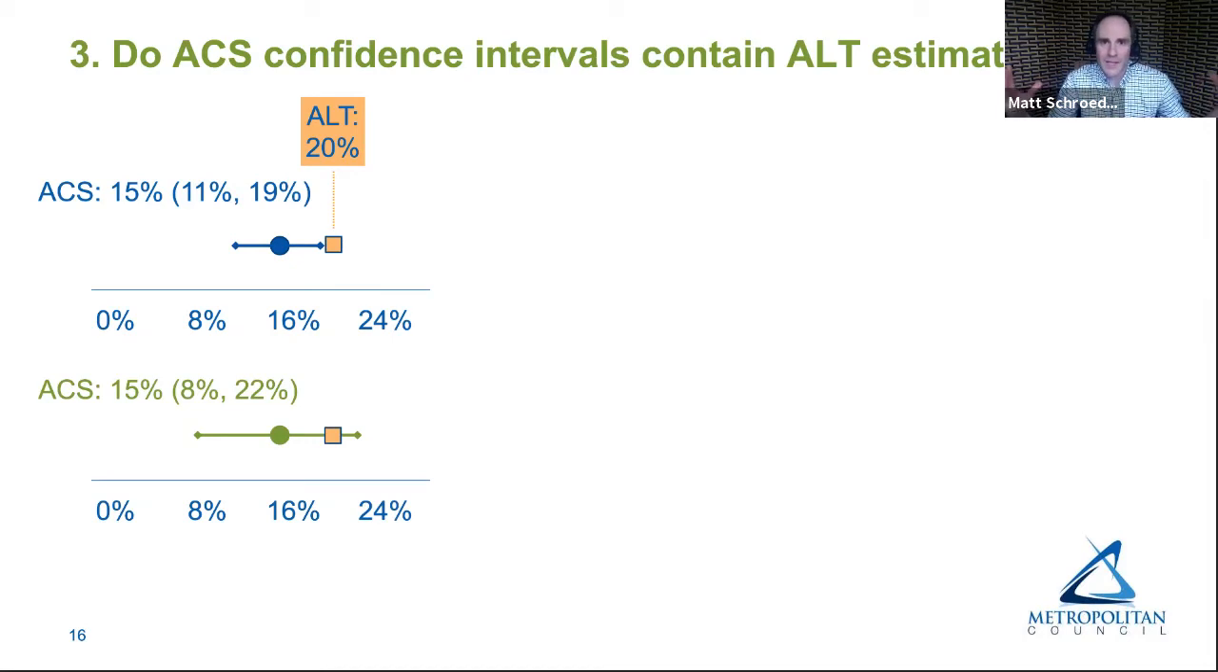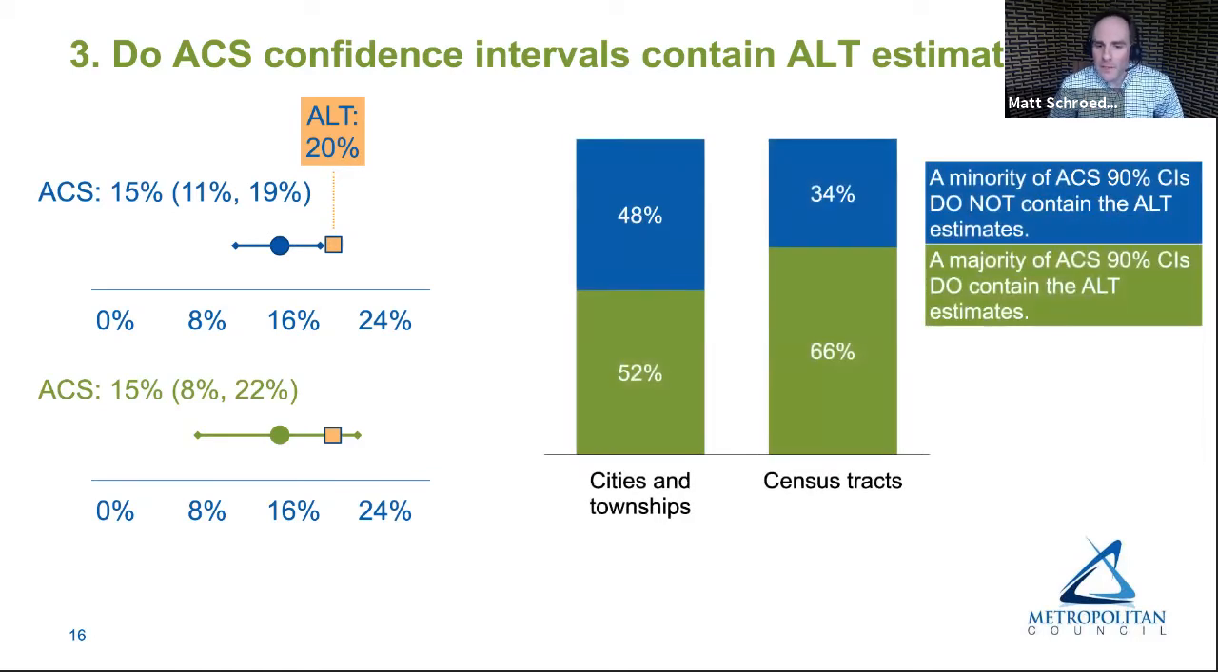But rather than just having the interval itself widen, it's still something we can do. So across cities and townships and census tracts, in half of the cities and townships, the majority of confidence intervals do contain the alternative estimates. And then for census tracts, that's almost two-thirds. So using what we know about sampling error, at least for percent of rentals, it looks pretty decent.